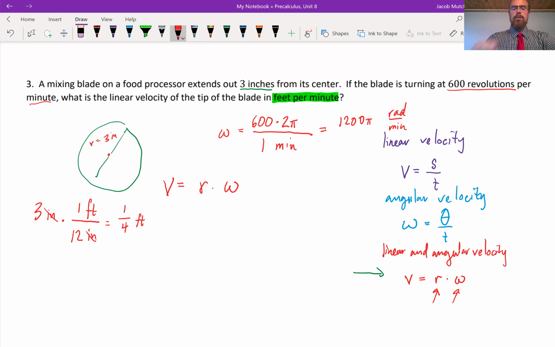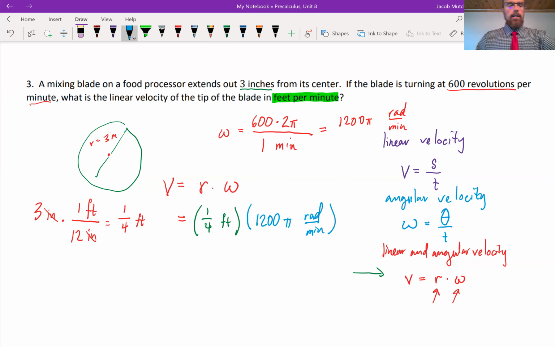So with that conversion, I'm good to now substitute into my formula. My linear velocity here is going to equal 1/4 of a foot times the angular velocity, which is 1,200 pi radians per minute. So that's all set up. All I've got to do now is reduce and simplify.